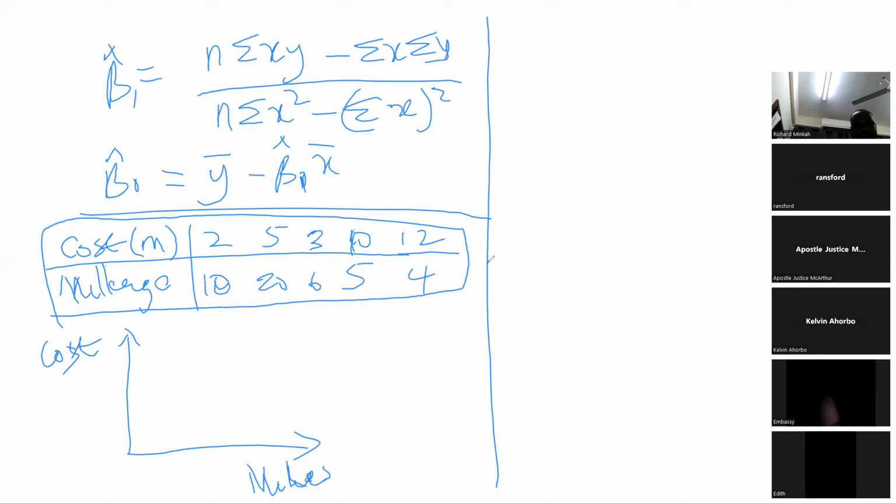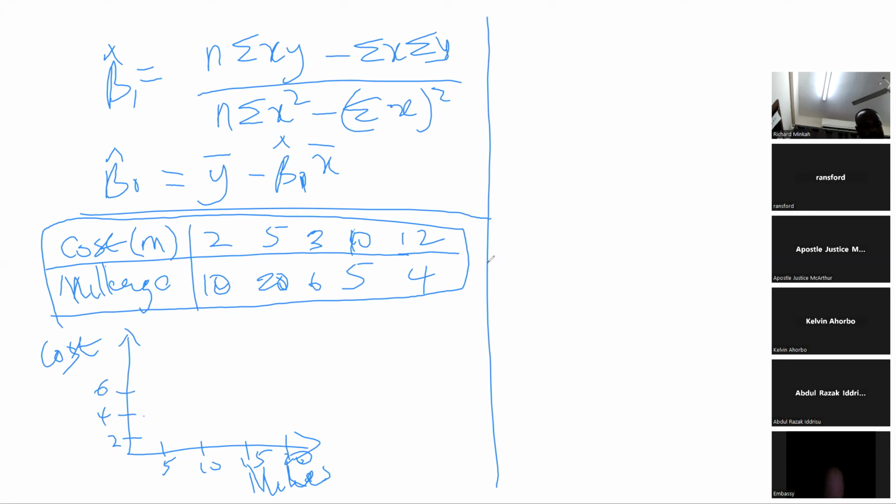So the mileage we have is 4 to 20, so maybe 5, 10, 15, 20. Then over here we have up to 12, so maybe 2, 4, 6, 8, 10, and maybe 12. So we take 2 and 10. 2 will be somewhere here, 10 there. 20 and 5, somewhere here. The next one is 6 and 3. 6 will be somewhere here and 3 somewhere here. The next one is 5 and 10.